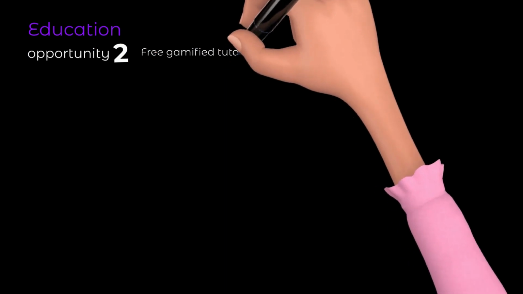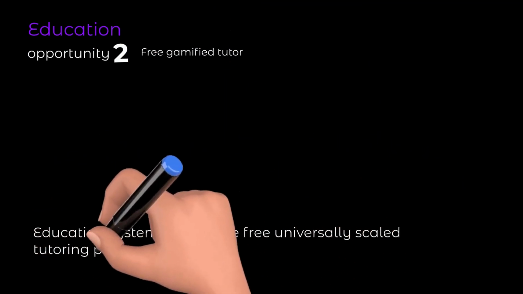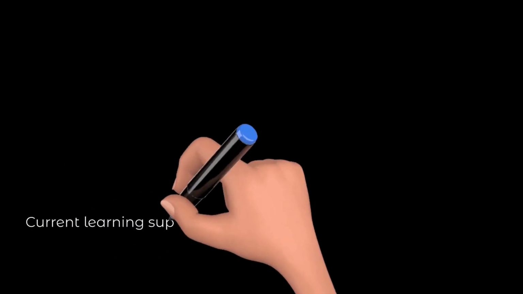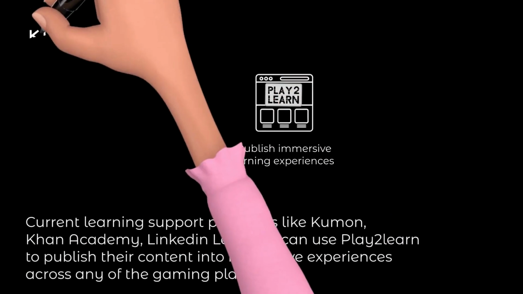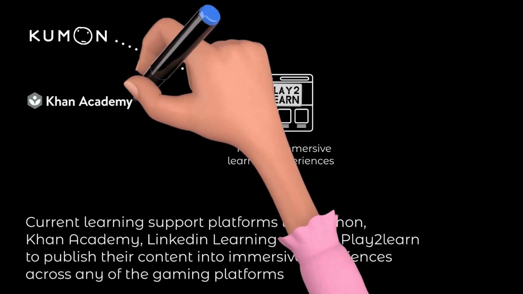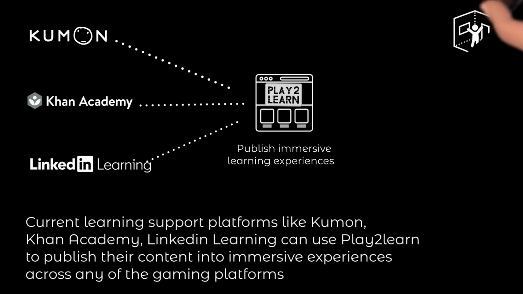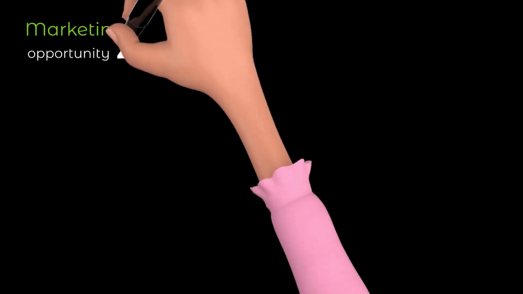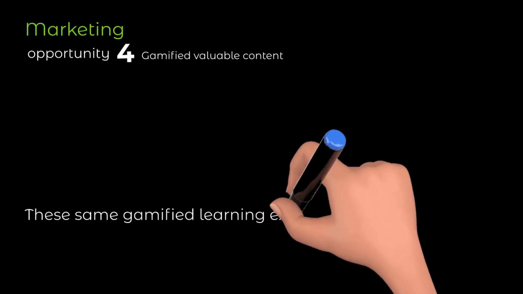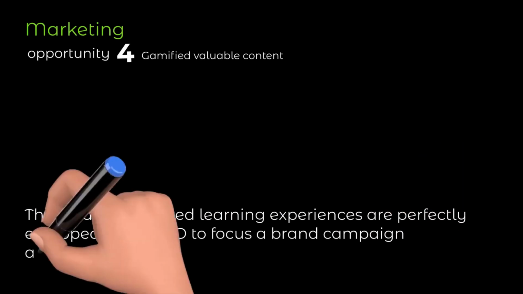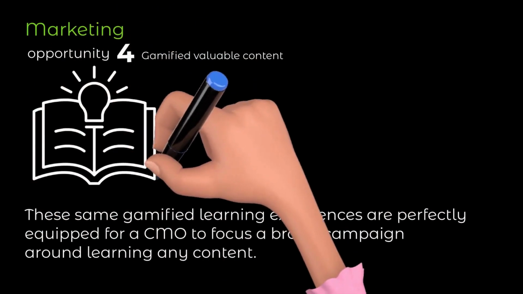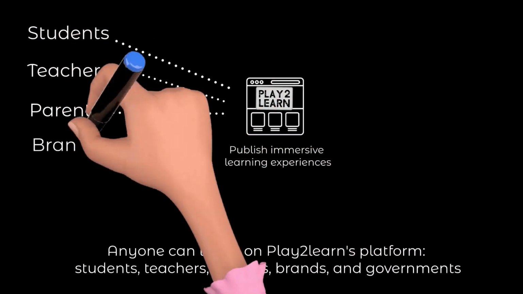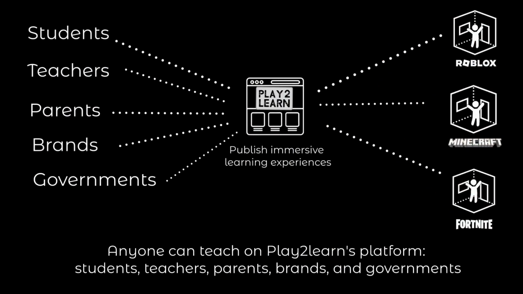Education systems now have free, universally scaled tutoring platforms by using game platforms that students are already using. Current learning support platforms like Coursera, Khan Academy, and LinkedIn Learning can use Play to Learn to publish their content into immersive experiences across any of the gaming platforms. These same gamified learning experiences are perfectly equipped for a CMO to focus a brand campaign around learning any content. Anyone can teach on Play to Learn's platform: students, teachers, parents, brands, and governments.